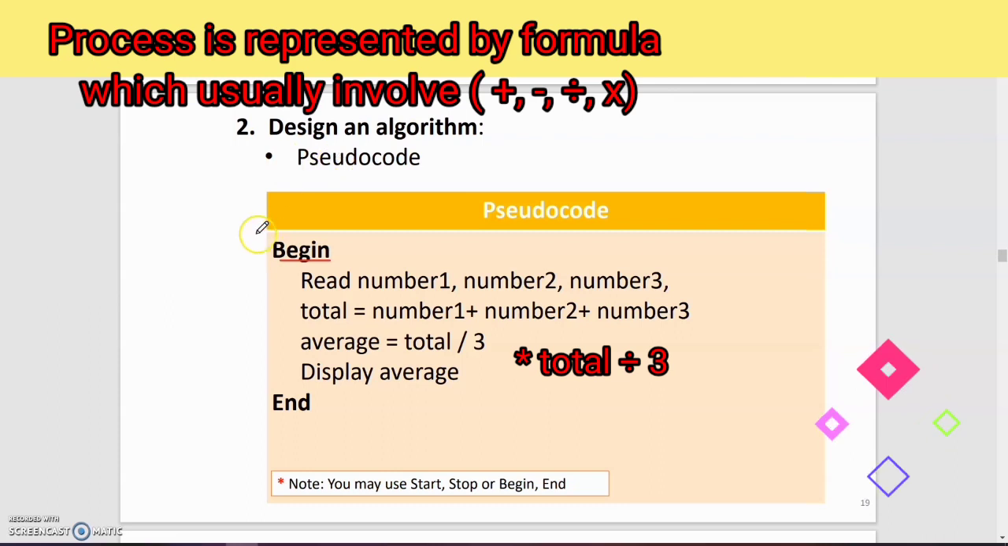For the pseudocode, you start by writing begin. You can use either start, stop, or begin, end. Here I write begin. Read number 1, number 2, number 3. You write all the inputs. This is the process, how to get the average. First you total number 1, number 2, number 3. Second, you calculate the average: total divided by 3. Then display average.